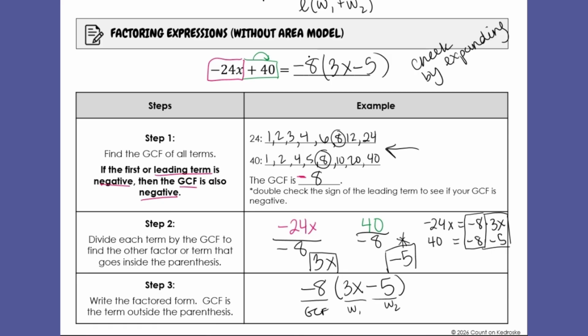So if I do negative 8 times 3x, I get negative 24x. If I do negative 8 times negative 5, I get positive 40. So I would add 40. And if you notice, those expressions check. So factoring is just undistributing. It's working backwards.